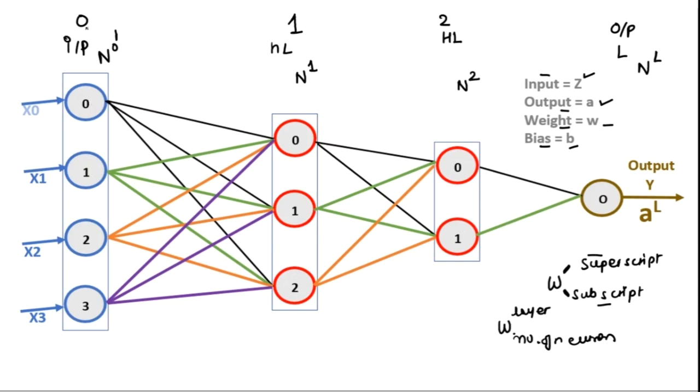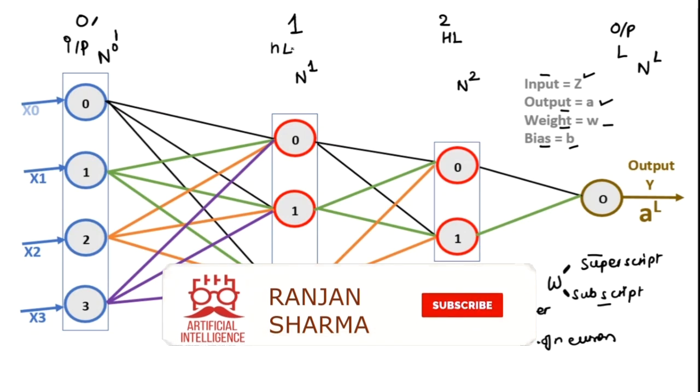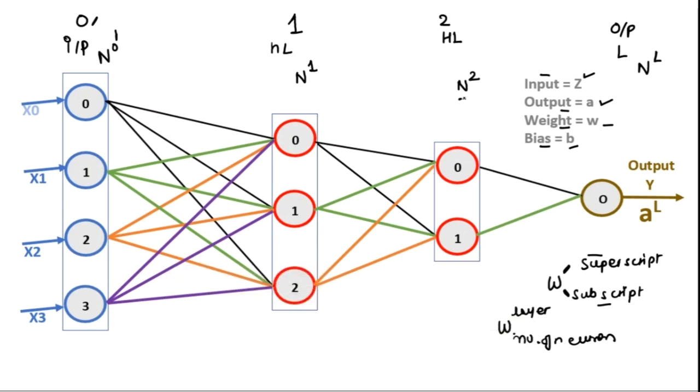There are 4 neurons in my input layer. So the first neuron is 0, 1, 2, 3, and in the first hidden layer we have 3 neurons, 0, 1, 2, and in my second hidden layer we have 2 neurons. And if you see, all of these are connected to each and every one. But neurons within the same layer are not connected to each other. These neurons are not connected to each other.